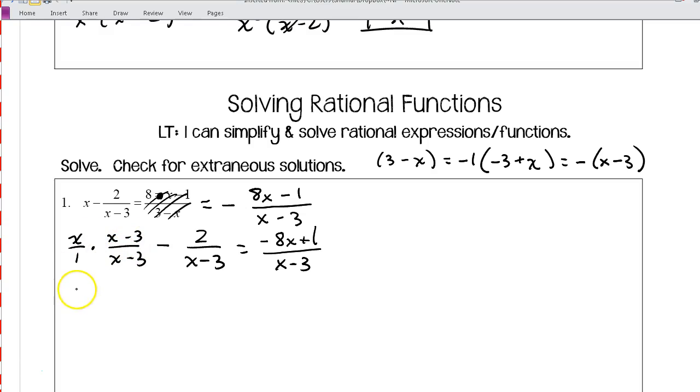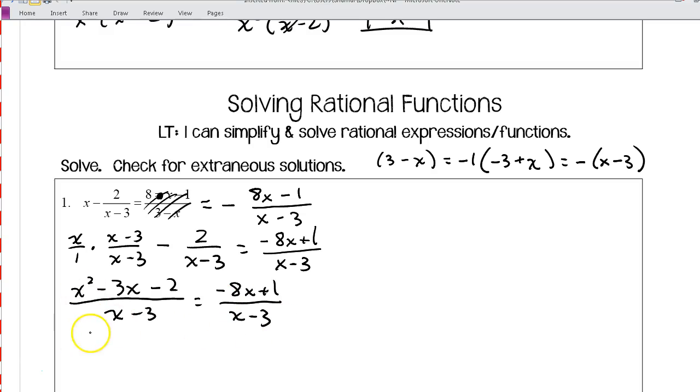Okay, so on the top here I'm going to have x squared minus 3x, and then minus 2. I'm just going to combine these in one step, over x minus 3, and that's going to be negative 8x plus 1 over x minus 3. So what we've got here is we have two fractions and the denominators are the same. So in order for these to be equal, that means that the numerators also have to be equal. So now I'm going to simplify my expression here and just set the numerators equal to each other. So I have x squared minus 3x minus 2 is equal to negative 8x plus 1.